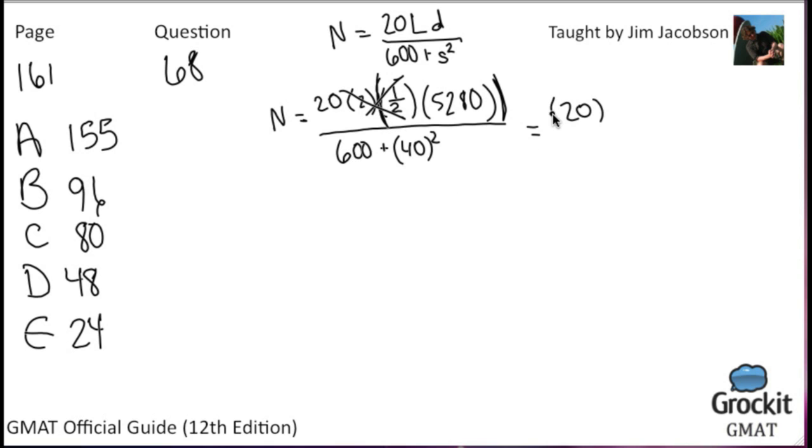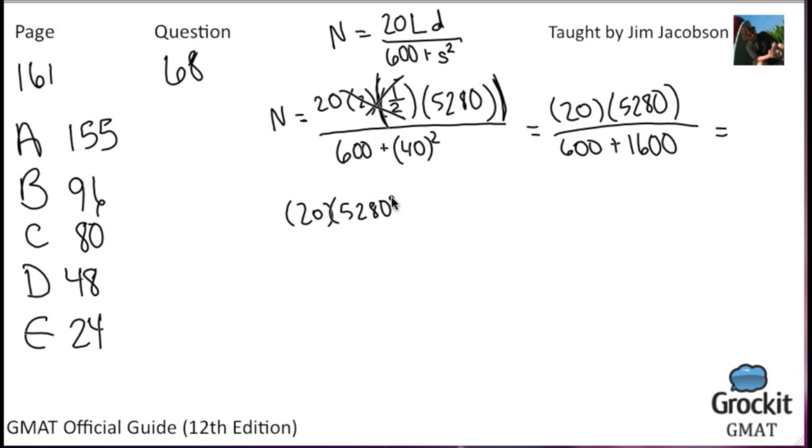That's going to be 20 times 5,280 over 600 plus, and then 40 squared ends up being 1,600. 4 times 4 is 16, and then you have to add the two zeros on for the two decimal places that we missed. That in turn, we're going to leave those multiplications out there, so 20 times 5,280 over 2,200.